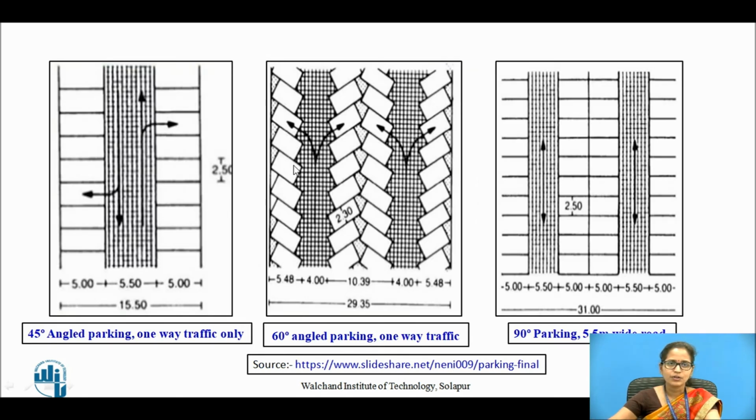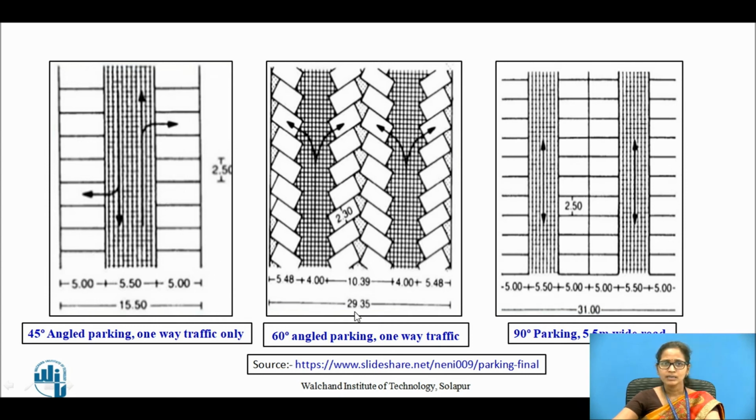So next, this is the 45 degrees angled parking, one-way traffic only. This is the variation which we can see when it is angled parking, as it takes a turn towards the other direction. So in that case it will be provided only in case of one-way traffic. Over there we can see that the width of the road will be around 15.5 meters, and the width of the road for the vehicles is around 5.5 meters. In that, the space left for the parking will be around 5 meters.